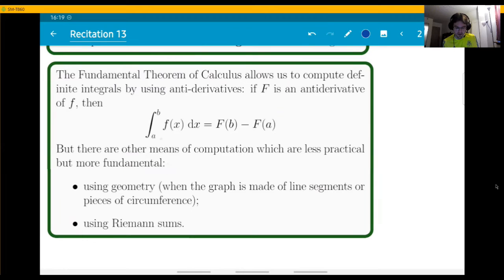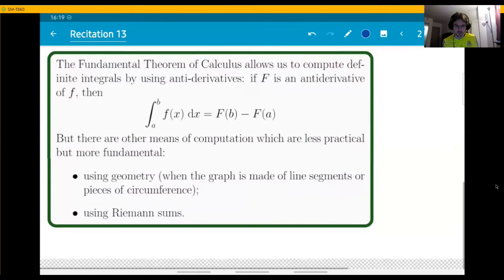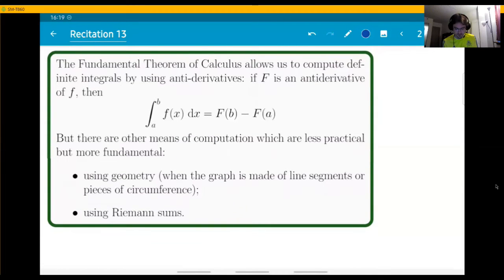When you consider it as an area, it's just a more fundamental concept. So here are just a few examples. Using geometry, if the graph of your function is very simple, it has line segments or pieces of circumference, then you can just use geometry to calculate an area. It is already well defined as an area. We already know what the area of a triangle is.